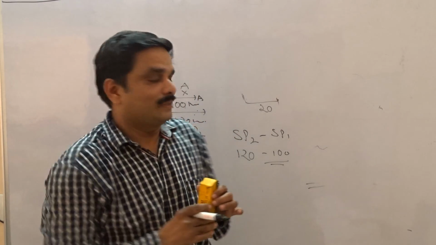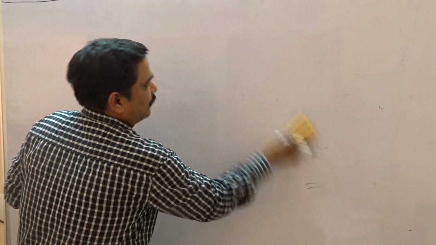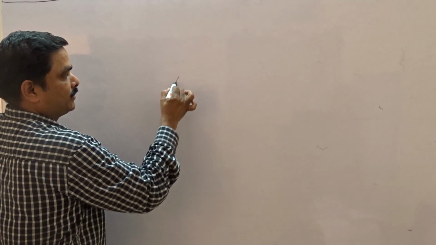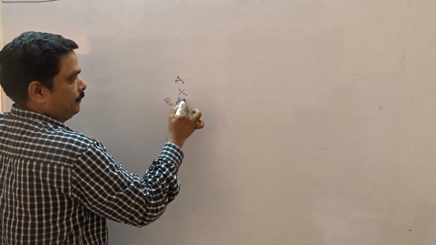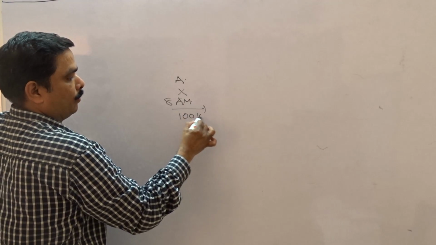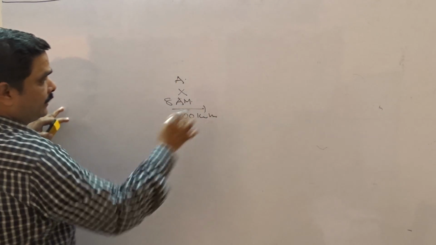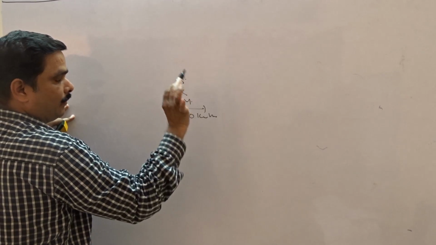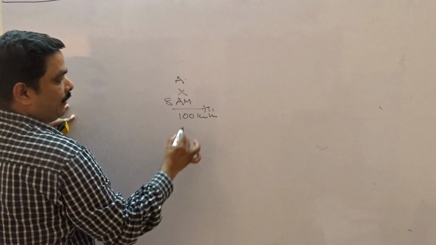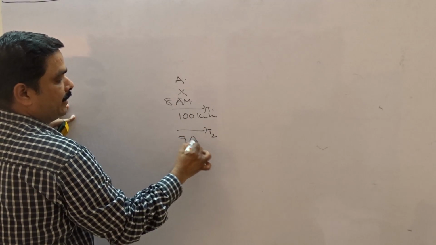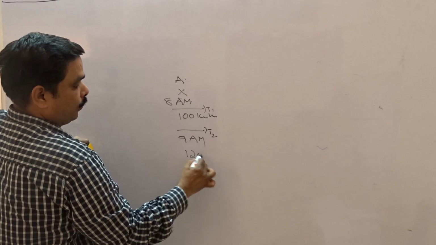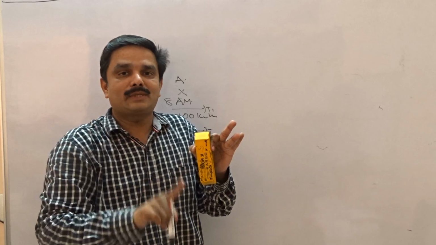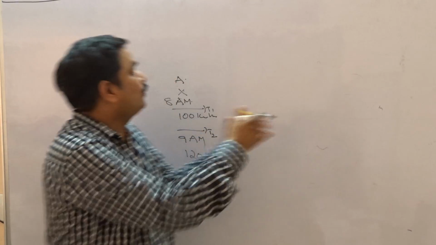If we further extend the concept, in low level questions or the basic concept, they give or ask in this way. One train started from station A at 8 am with a speed of 100 kilometers per hour, and a second train followed from station A. Let us take the first train as train 1. The second train started at 9 am with a speed of 120 kilometers per hour. Now the question is, when is the second train going to catch up with the first train? When would it happen?